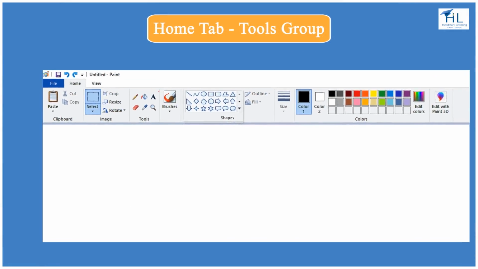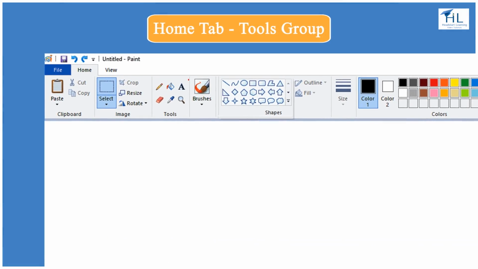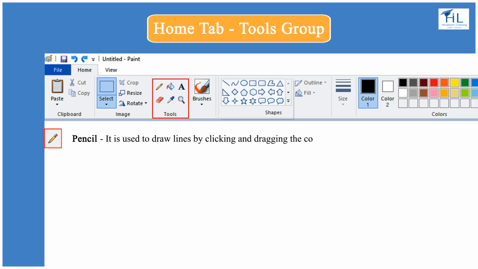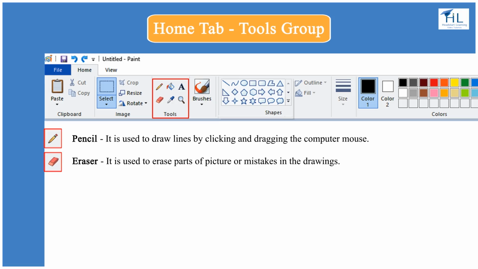Now, let us have a look at the Tools group within the Home tab. The Tools group has tools which are used to draw and fill color. The tool with an image of a pencil is the Pencil tool. It is used to draw lines by clicking and dragging the computer mouse. The Eraser tool will erase parts of the picture or mistakes in the drawings.